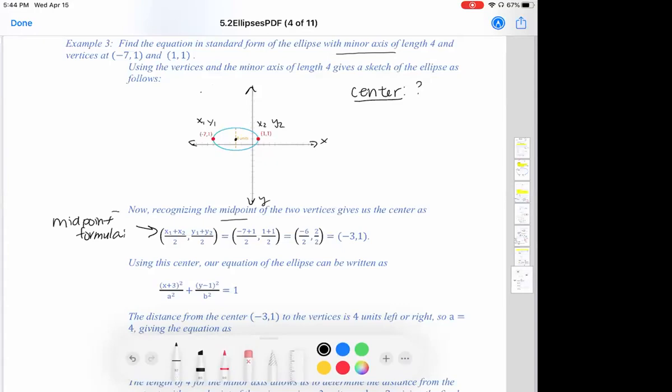So I have x1 plus x2, so I have negative 7 plus 1. We're going to divide by 2. And then our y's: we add our y's and divide by 2, 1 plus 1 over 2. Okay, so we get the point negative 3 comma 1. That will give us a center.